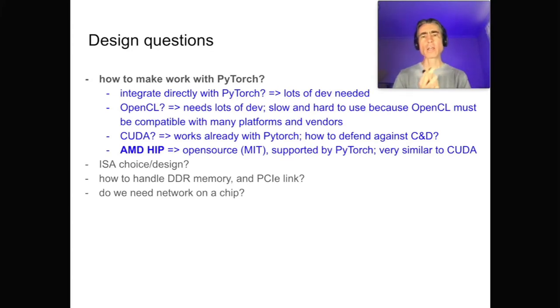Right, so CUDA. CUDA is tempting because it already works with PyTorch. It's a de facto standard for machine learning GPUs. I would say the main challenge here is how to defend against a cease and desist from NVIDIA, because it's their IP. Another challenge, which goes hand in hand with this: if I'm working on anything open source using CUDA, like my open source project called Coriander, where I take CUDA kernels and compile them into OpenCL, this sort of works.